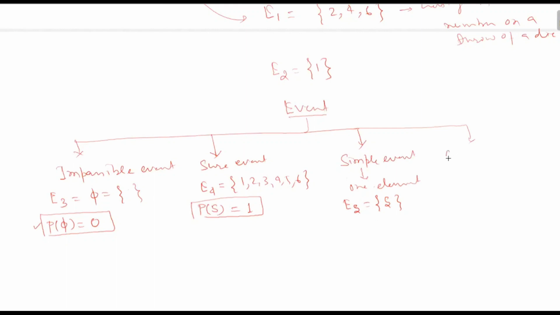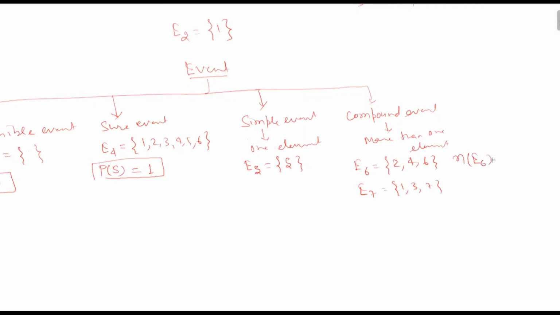Now comes the next one, which is called a compound event. What is a compound event? It has more than one element. When you have more than one element in the set, you call it a compound event. In the example I quoted earlier, if I throw a die and get an even number, that could be 2, 4, or 6, or an odd number, 1, 3, 5. The number of elements in this set is 3. If it is more than 1, I call it a compound event.